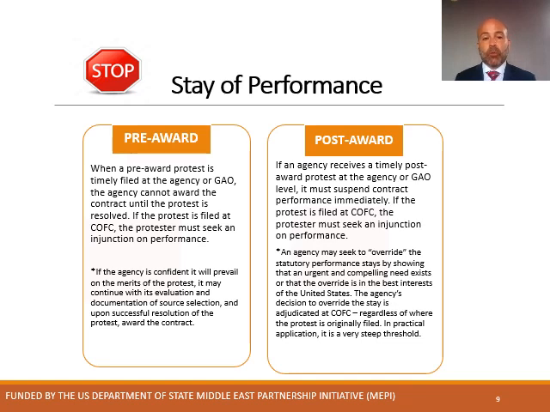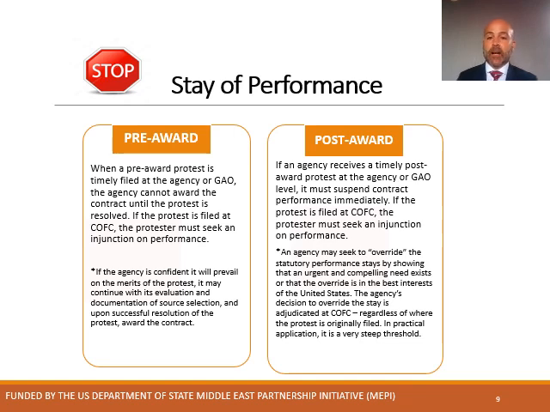Upon the filing of a pre-award protest at the agency or at the GAO, the agency cannot award the contract until the protest is resolved. If that protest is filed at the Court of Federal Claims, the protester must actively seek an injunction on performance. That is to say that the agency cannot proceed with the award of the contract until the pre-award protest is resolved with finality. Now, if the agency is confident that it will prevail on the merits of the protest, it may just continue with the evaluation and document its source selection, and then upon the successful resolution of the protest, immediately award the contract.